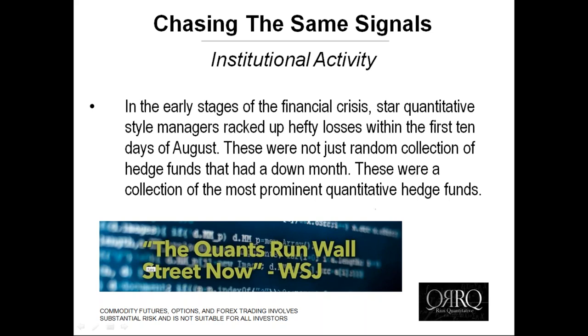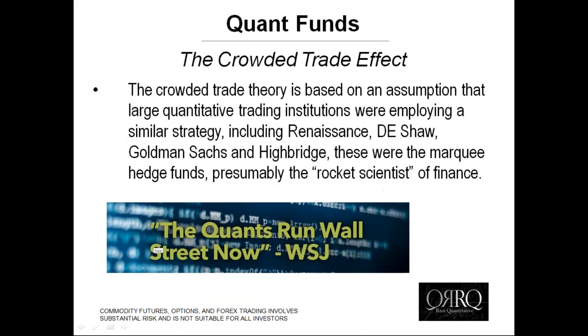Now remember, these funds, especially the quant funds, are very secretive. They don't disclose their strategy. So it was a mystery until, boom, the financial crisis hit. So the crowded trade effect. It's a theory based on an assumption that large quantitative trading institutions or large funds employ similar strategies. And in the case, looking back, we had Renaissance, probably the best known, D.E. Shaw, Goldman Sachs, and Highbridge. They were all in the same trade.